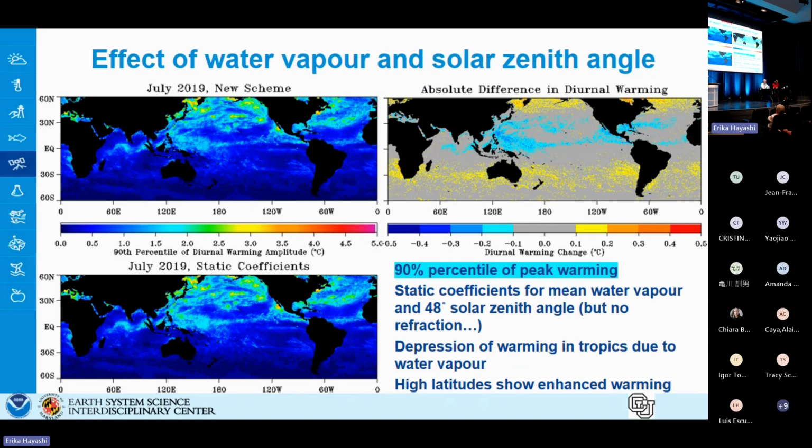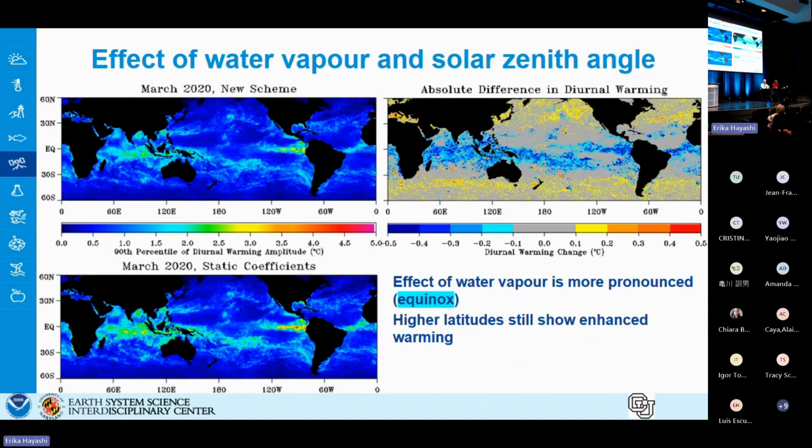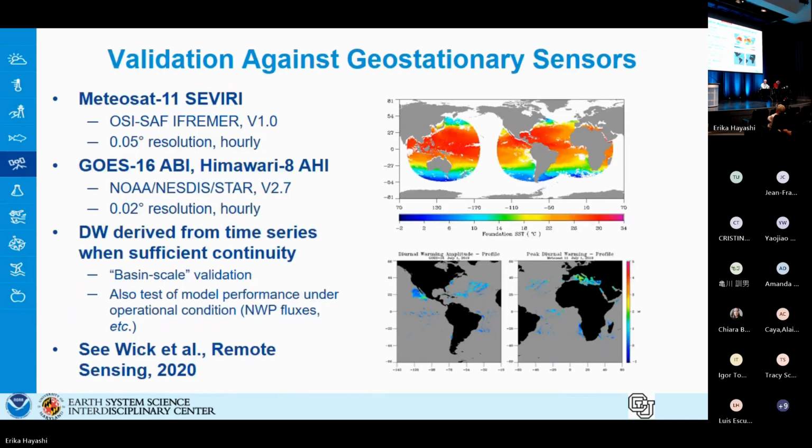But then, of course, that is July. What does it look like when you go to a month where the sun is directly overhead? Well, unsurprisingly, overhead of the tropics, the effect is much greater for the water vapor in the tropics. There's really quite a significant change. And you still also get that higher latitude enhancement due to the solar zenith angle. So it looks great, well, great-ish, or at least something we ought to be doing.